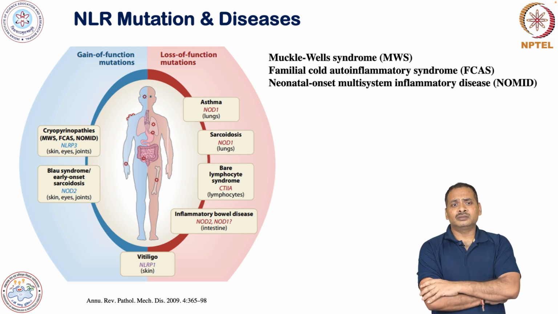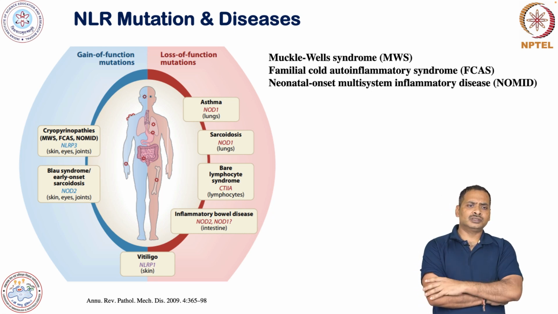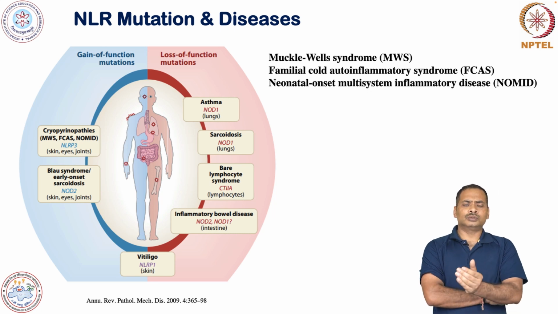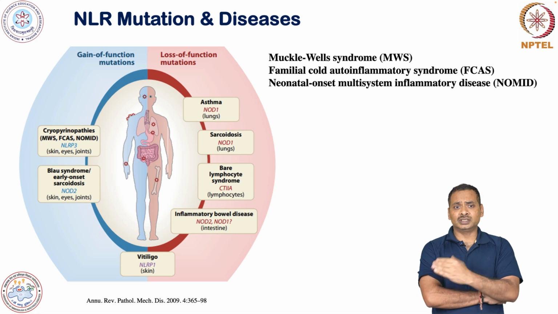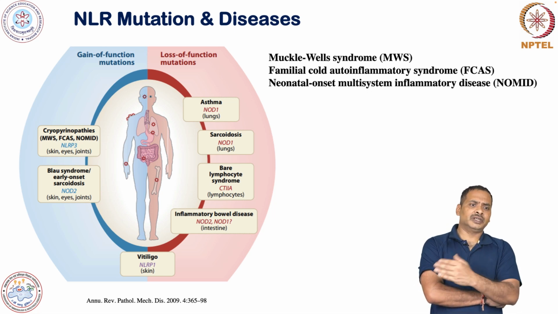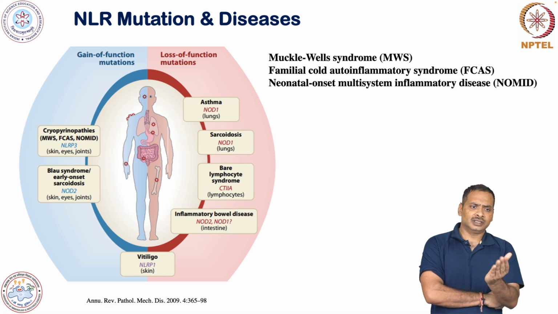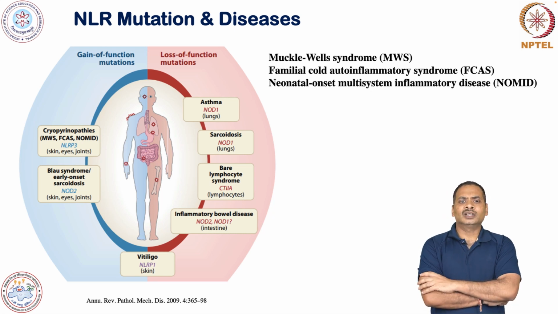NOD1 mutation may result in asthma, and this will affect the lung, and sarcoidosis, which is also caused by mutation in NOD1, is a loss of function, and as I explained to you earlier, in the case of NOD2 the symptoms are similar.